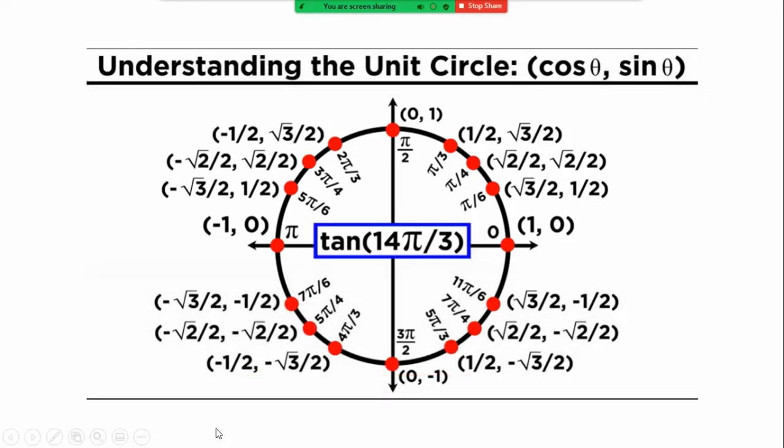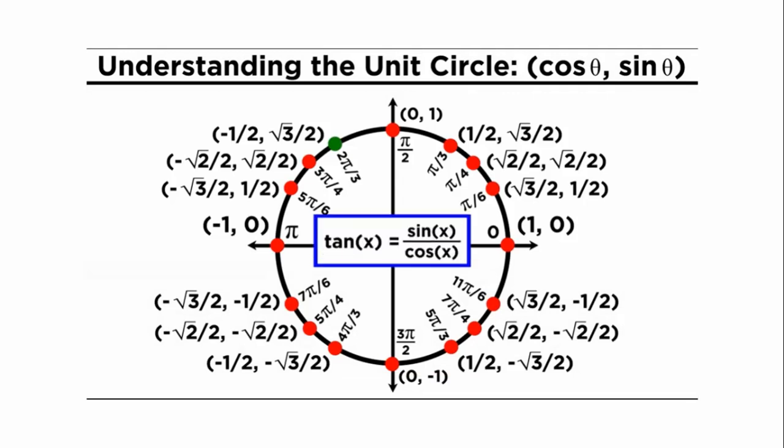Take something like the tangent of 14 pi over 3. 12/3 pi is the same as 4 pi, and that's twice all the way around, so we can subtract that from the angle to get 2/3 pi. That gets us right here. Now tangent is sine over cosine, so let's take the y value of this point and divide by the x value of this point. And that gives us -√3.